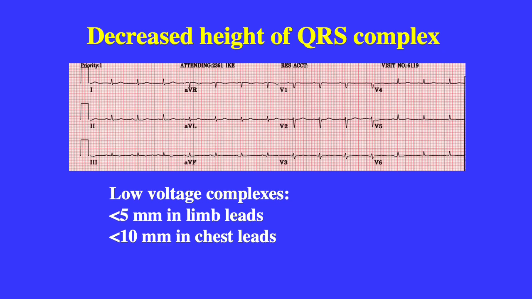This EKG is an example of decreased height of QRS complexes. If you notice, the calibration is normal, but the QRS complexes are of low height, and low voltage complexes, that is less than 5 millimeters in limb leads and less than 10 millimeters in chest leads, are seen in conditions including pericardial effusion, cardiac amyloidosis.